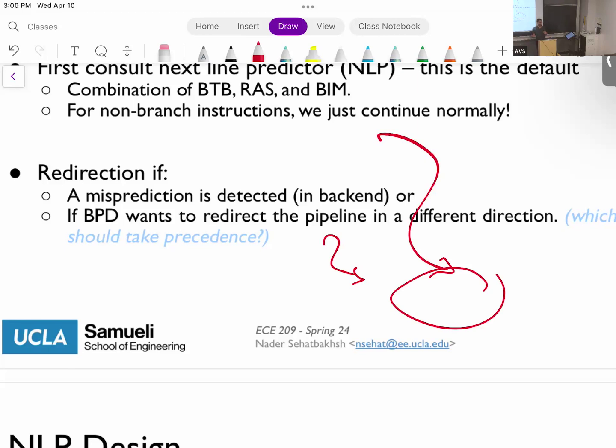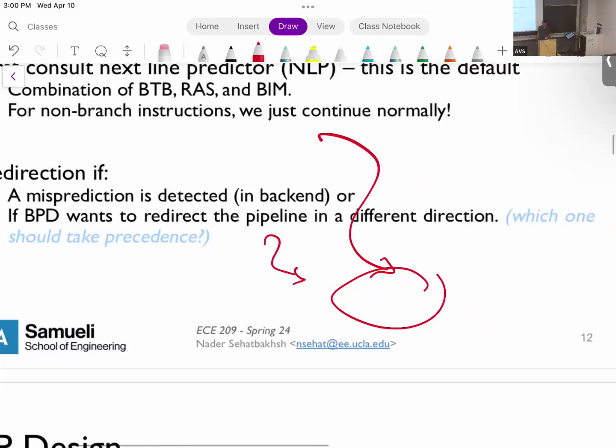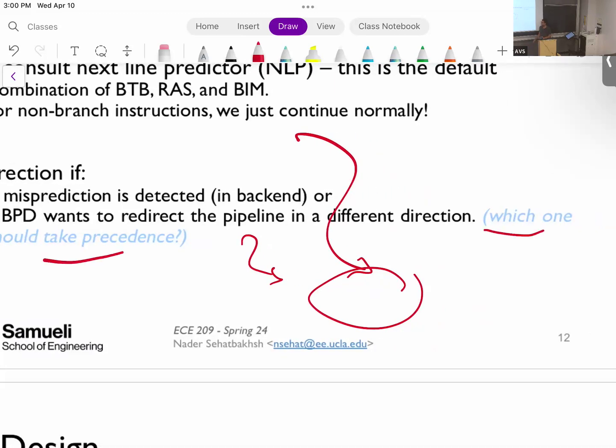So now you're faced with this fundamental question of what we should do. We need to decide who should take precedence. This is a design decision. In most cases, we're going to rely on the more sophisticated branch predictor, because we have the sophisticated branch predictor since we assume it's more accurate. Otherwise, what's the point? But one thing many designs do is have what they call a tournament predictor, where they have many different branch predictors, and then based on some dynamic metric, they decide which one to choose.